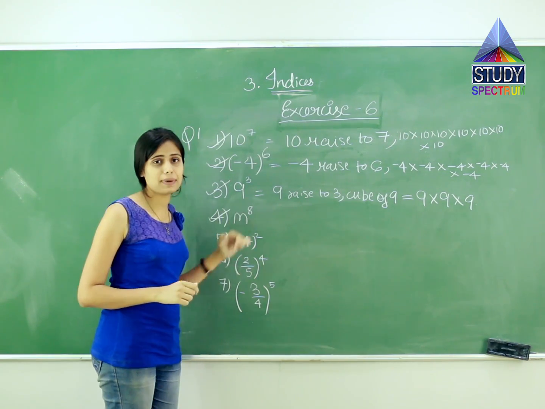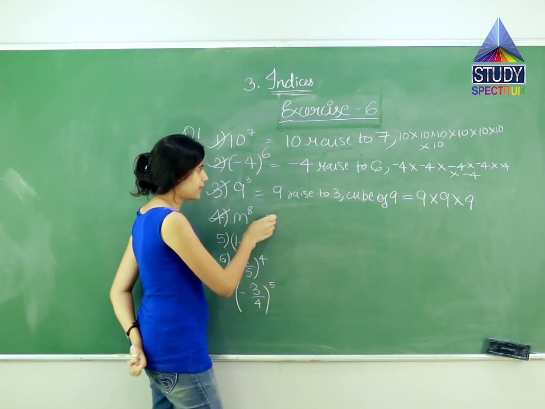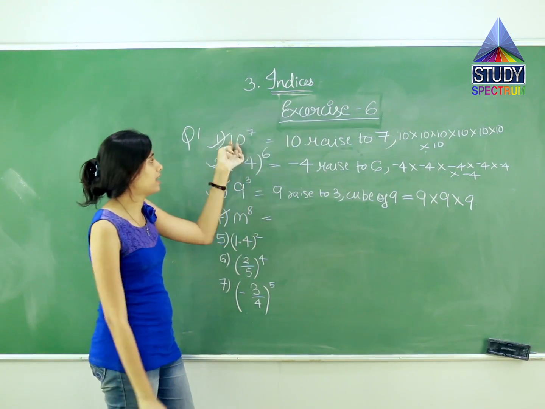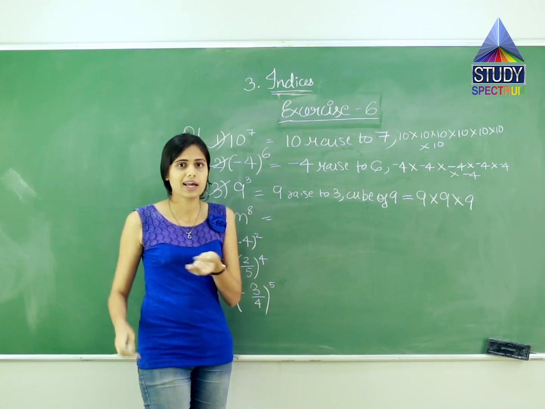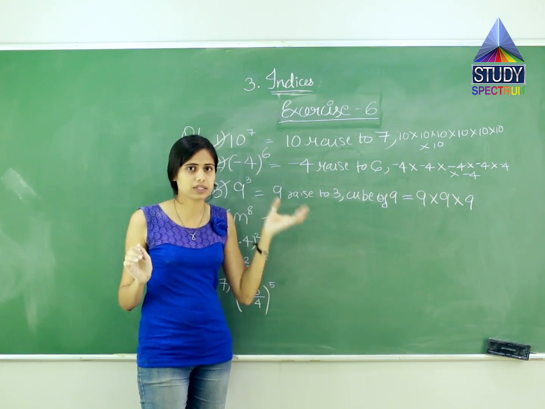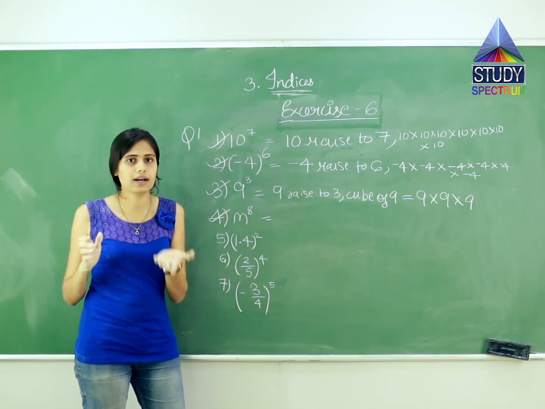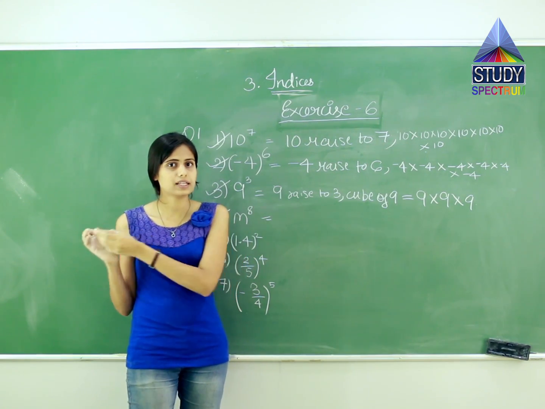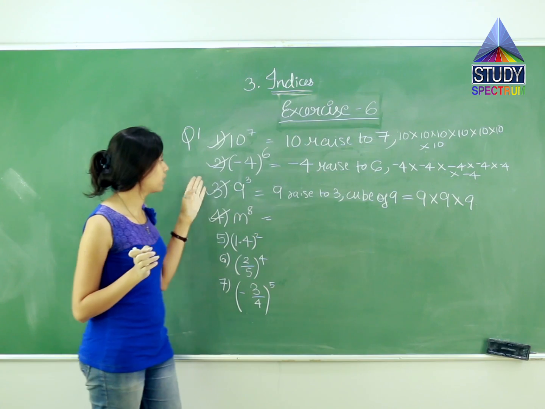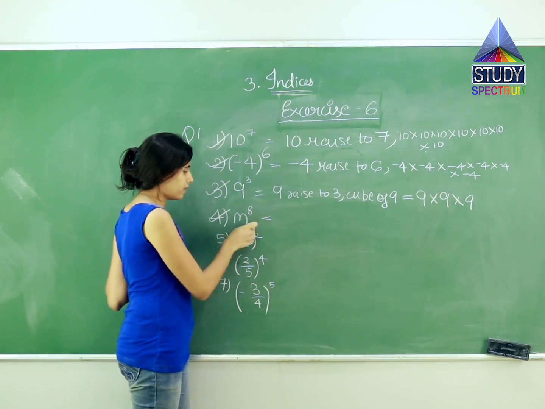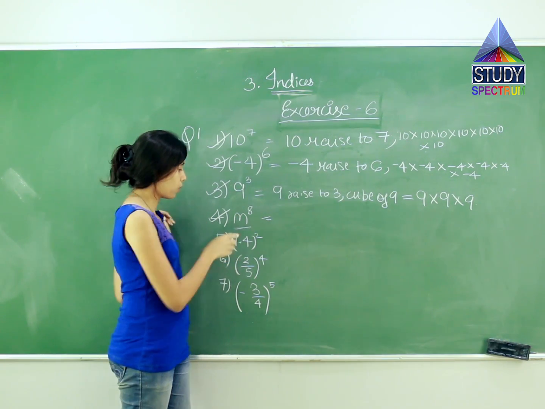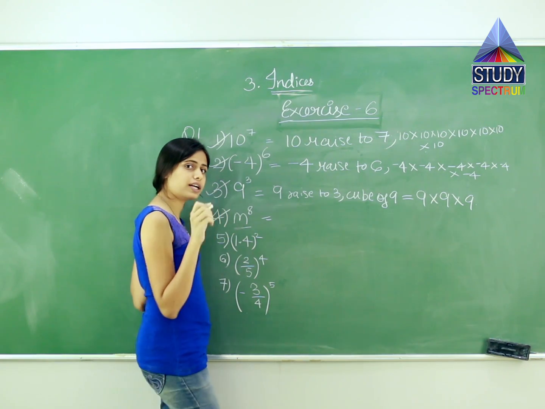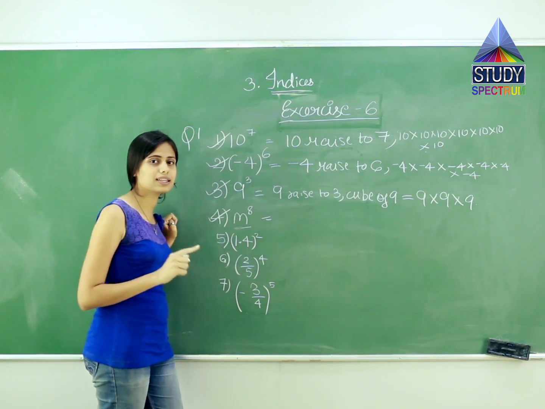In this we have m raised to 8. Now tell me, till now we were having what? We were having a number, like over here 10 raised to 7. Both of these are numbers, right? Natural numbers, or indices, that is all numbers. But over here what we have? The alphabet M. Okay, what is M? M is an alphabet between A to Z, and it is not included in the number line.